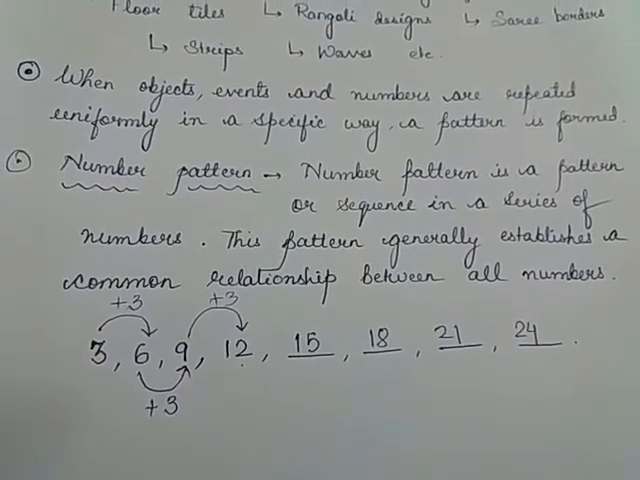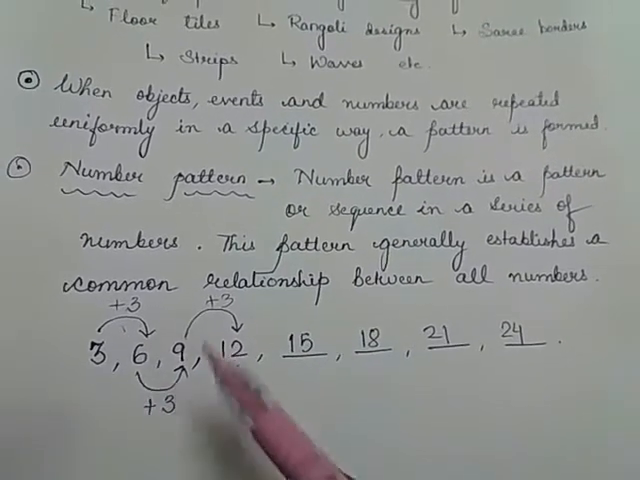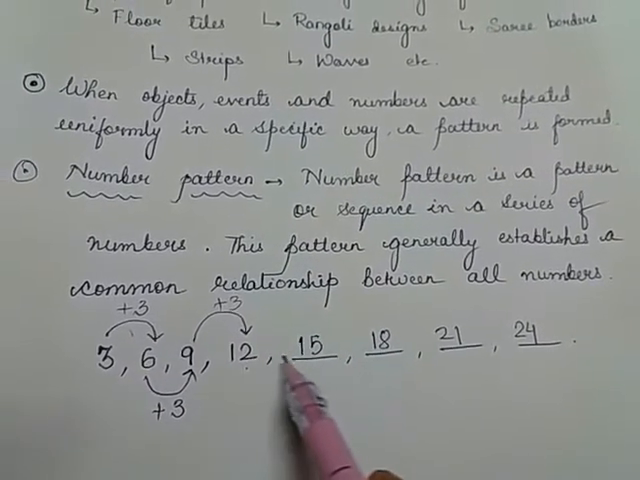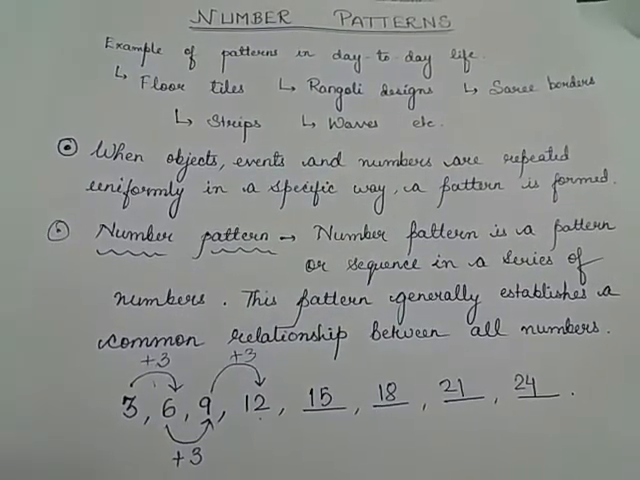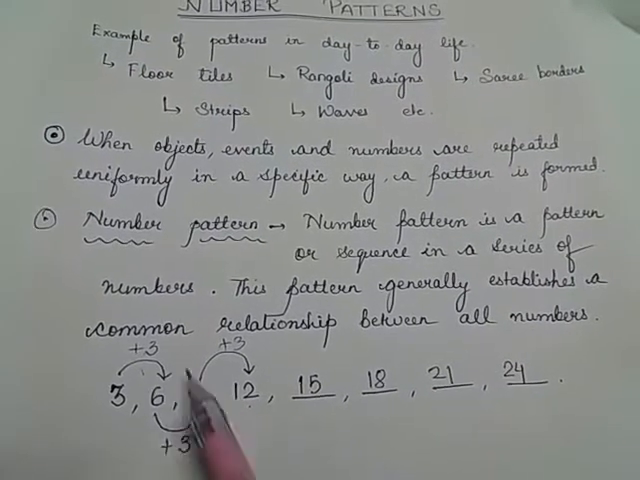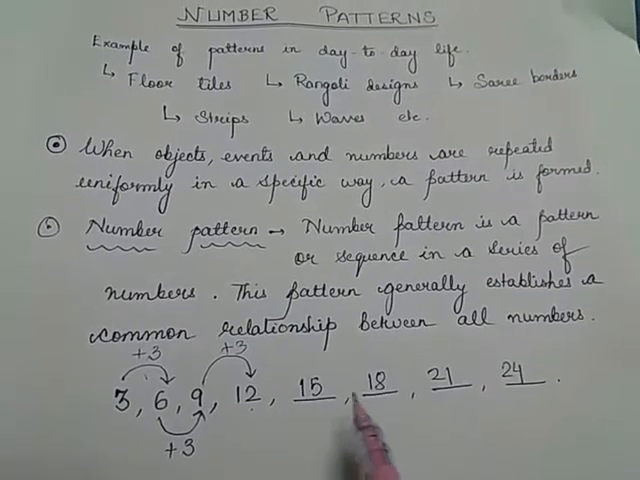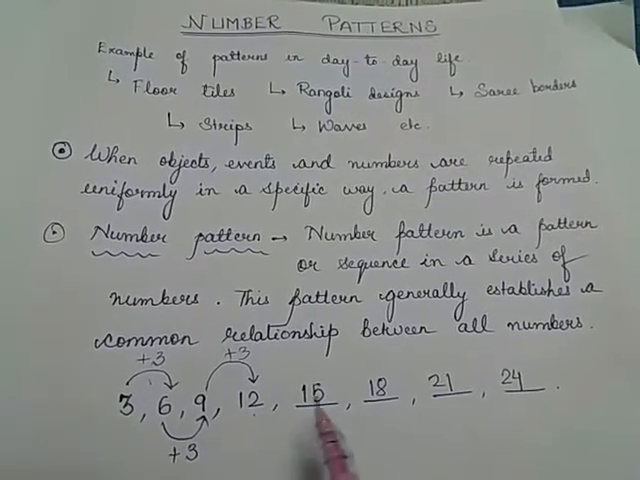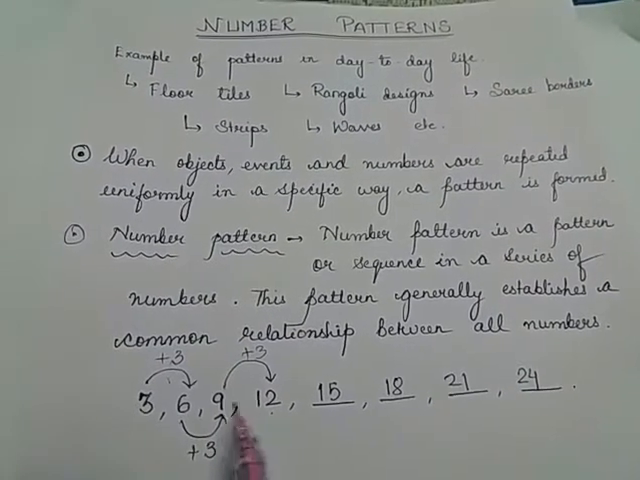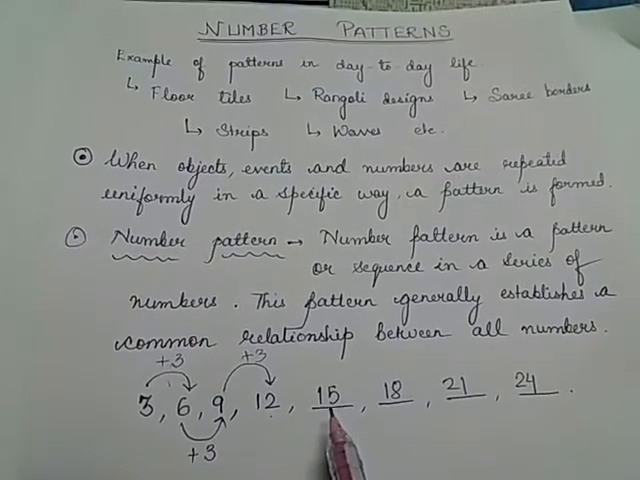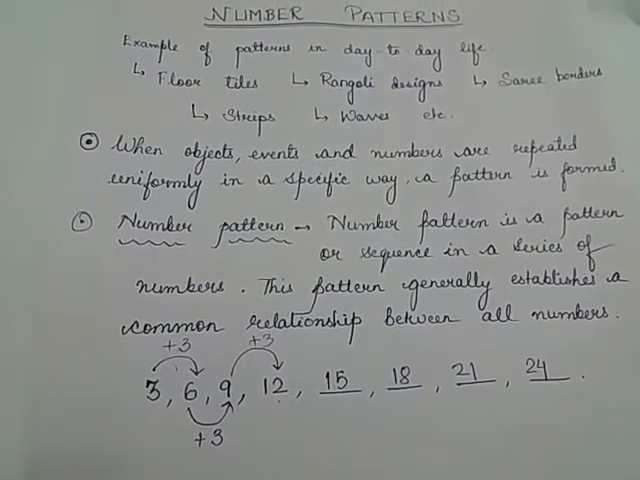Also, another way is there, instead of adding 3 at every step, we can say that these are all multiples of 3. As we know that multiplication is nothing else but repeated addition, so here we are repeatedly adding the same number, and as a result we are getting these numbers. All these numbers are multiples of 3. 3 ones are 3, 3 twos are 6, 3 threes are 9, 3 fours are 12, 3 fives are 15, 3 sixes are 18, 3 sevens are 21, 3 eights are 24.